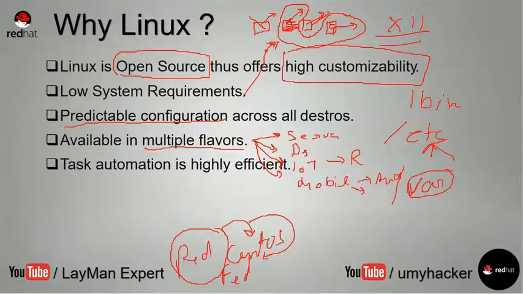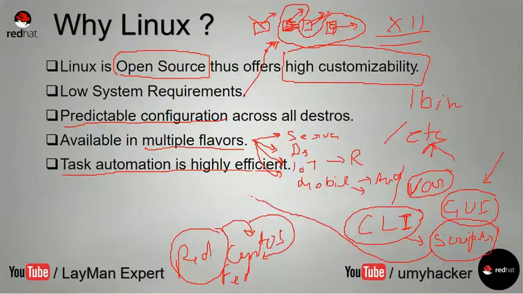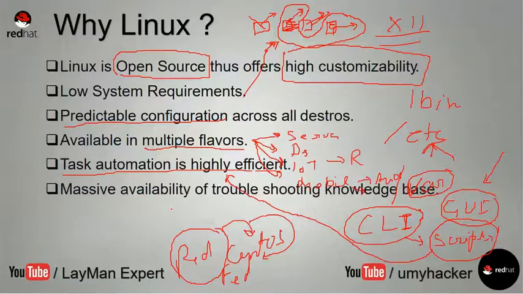Then task automation is highly efficient. Why is this? Actually, Linux is a CLI based operating system. It's mainly a CLI based operating system. The GUI component is installed in Linux through a package. So all the things in Linux you can do with the CLI. Even if you do not have a GUI, you can. There is nothing that you cannot do. And this offers you the ability to write scripts. And if you can write scripts, you can automate the whole Linux operation. So task automation is highly efficient in Linux.